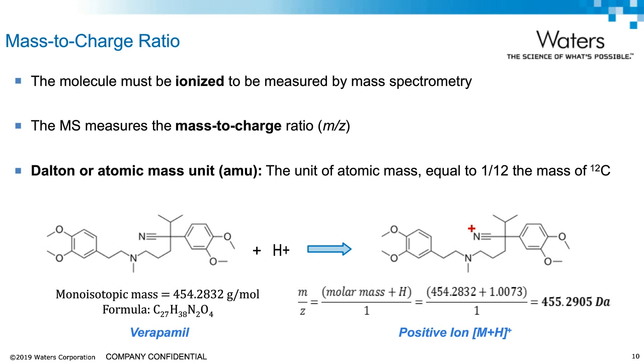So the mass-to-charge ratio is calculated by taking the monoisotopic mass of verapamil and adding the mass of a proton, then dividing by the charge. The result here is that verapamil has a mass-to-charge ratio of 455.2905 Daltons. The Dalton is the unit used in mass spectrometry, named after John Dalton. He was the scientist who, in 1803, first defined the weight of atoms.